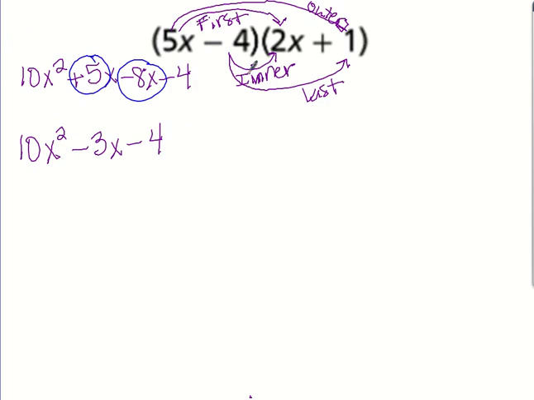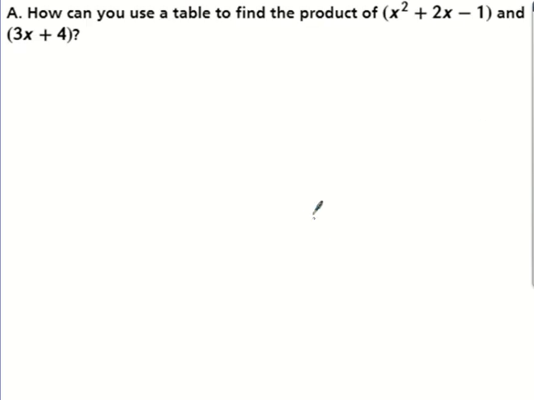And then we've got what I like to call the FOIL method. It's first, outer, inner, last. Lots of different ways. So it says, how can you use a table to find the product of a trinomial, x squared plus 2x minus 1, and a binomial, 3x plus 4?